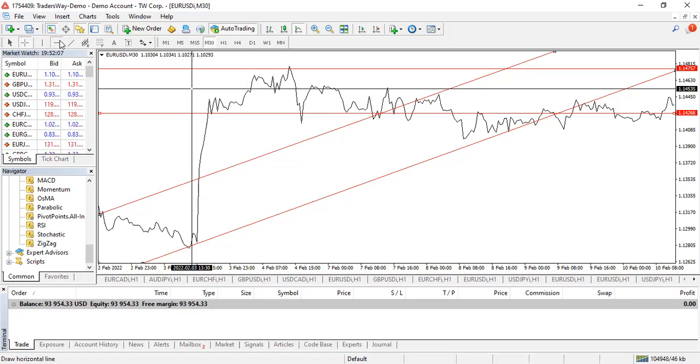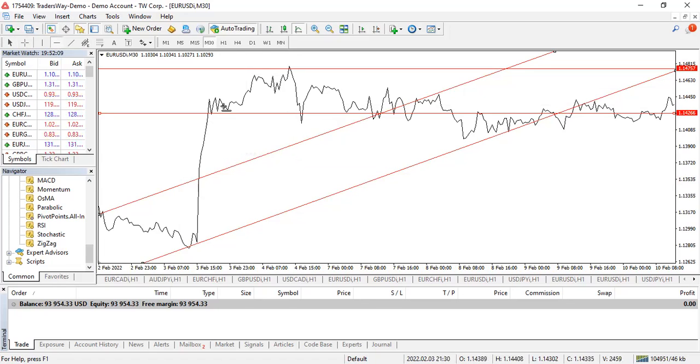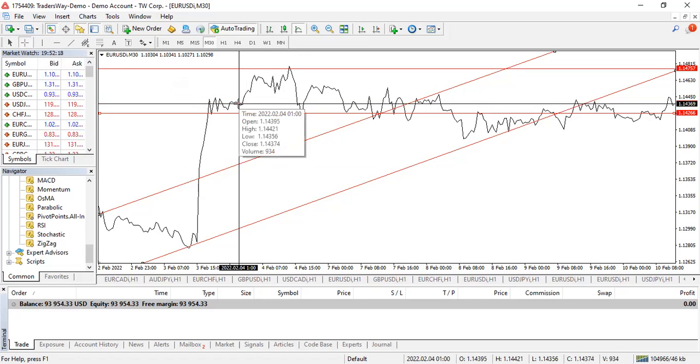Now let me draw a horizontal line. I will enter my trade somewhere here. So let me see how many pips I'm going to catch. Just 38 pips. Can you see?